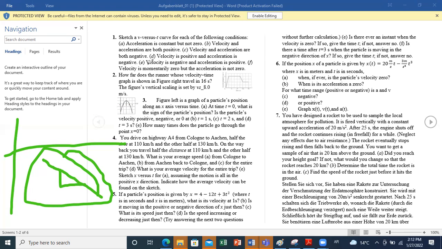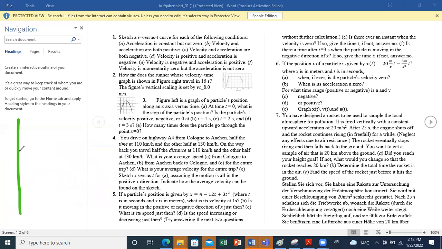Now, if the velocity is negative and acceleration is positive, then I will work in the lower part below the T axis to have a V negative. And since acceleration is positive, I should have a positive slope. So this is E.